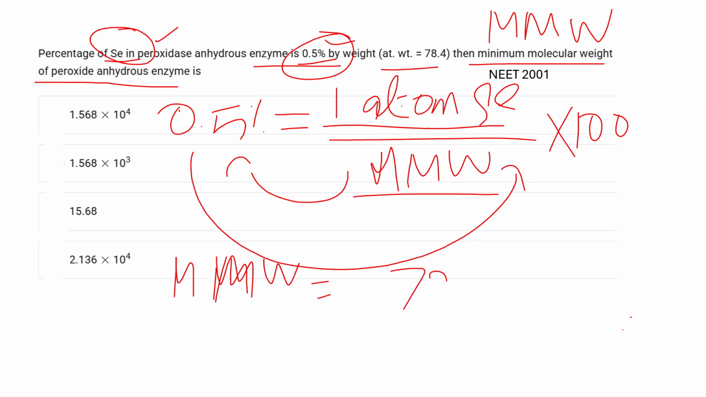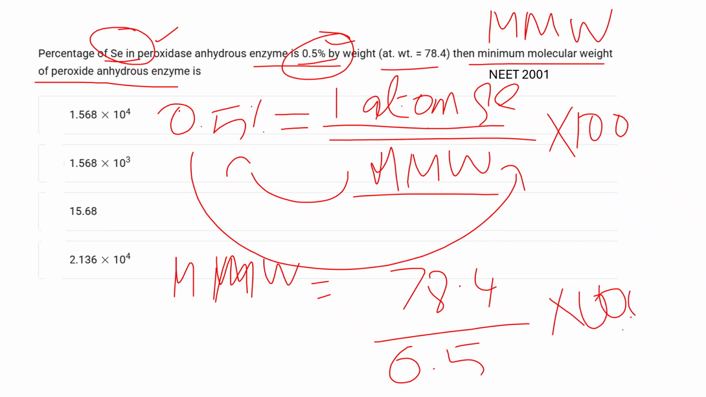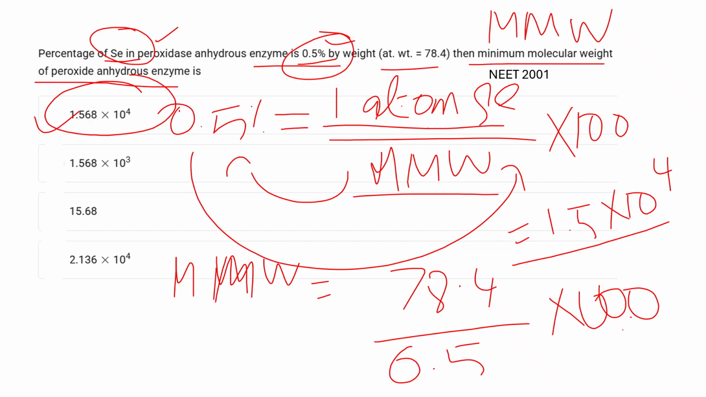So 78.4 divided by 0.5 multiplied by 100, the answer is nothing but 1.5 into 10 to the power plus 4. So the answer is option A. This is how we need to solve this problem. This is one of the mentally tough ones.